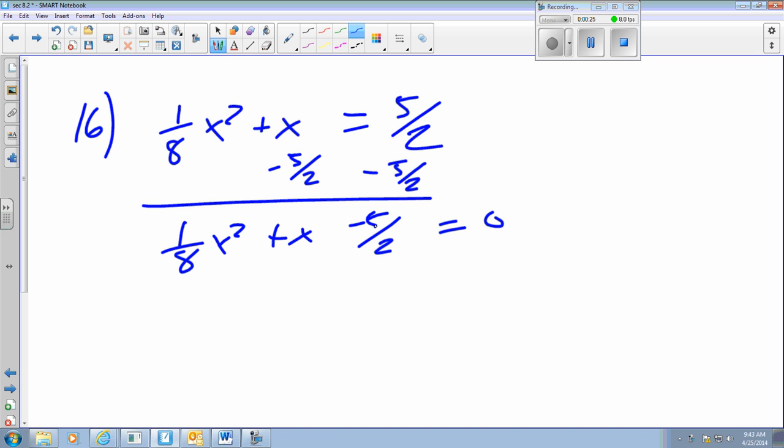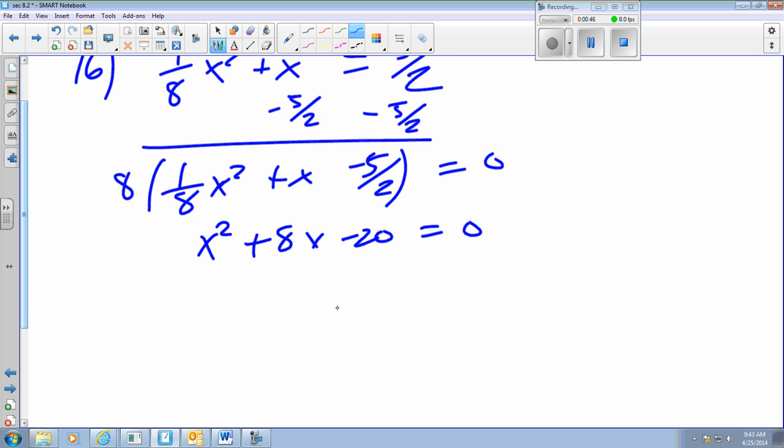We don't want to plug in fractions into the quadratic formula, so I'm going to multiply by the common denominator, which is 8. 8 times 1/8 gives me 1x squared. 8 times x gives me 8x. And 8 times negative 5 halves gives me negative 20. Let's plug that into the quadratic formula. Factoring might work too, but since we're doing the quadratic formula, let's do it.